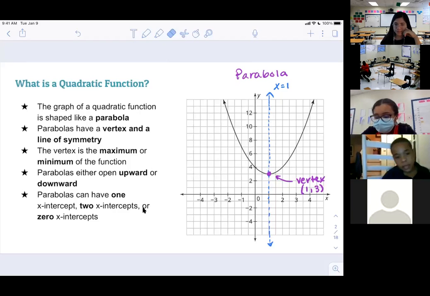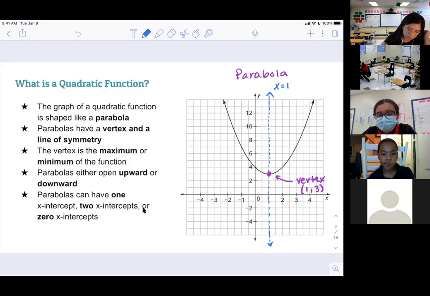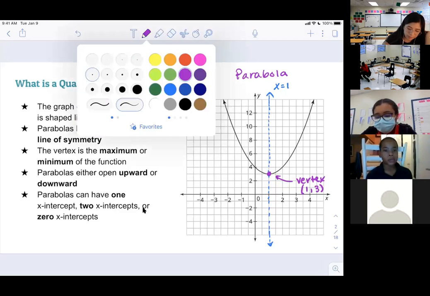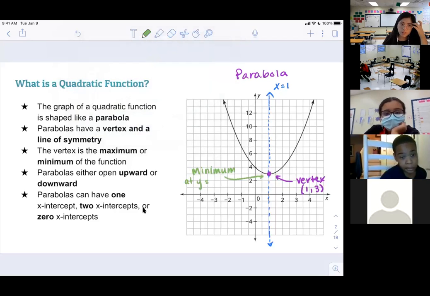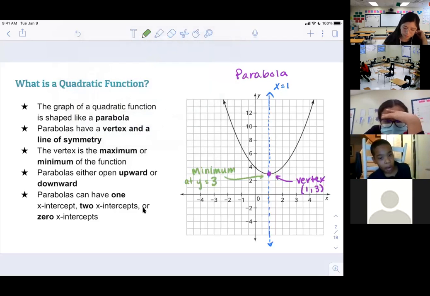The vertex is the maximum or minimum of the function. Thank you, Daniel. All right, and so in this case, is the vertex a maximum or a minimum? Minimum. Yeah, it's a minimum. And in this case, the way we talk about a minimum, we look at the y value. So for that point, the minimum is at y equals what? Good, Janelle's 3. Good, y equals 3. Okay, bullet point number 4.